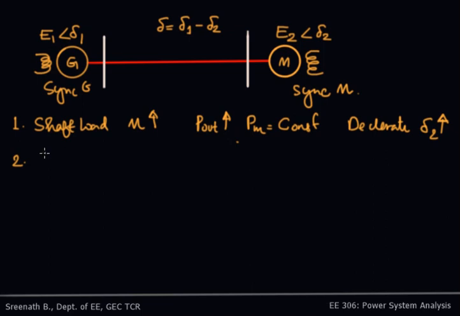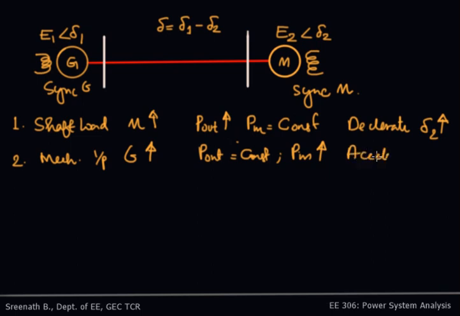Now in the second case, the mechanical input to the generator is increasing. So P out of the generator is constant and P in increases. Input power is increasing and output power is not changing. In such a case, your generator will accelerate and your delta 1 increases. These are two different cases. For a generator, acceleration results in an increase in delta, and for a motor, deceleration results in an increase in delta. So here also delta 1 minus delta 2 will change. There can be different conditions, different combinations by which your delta can change.